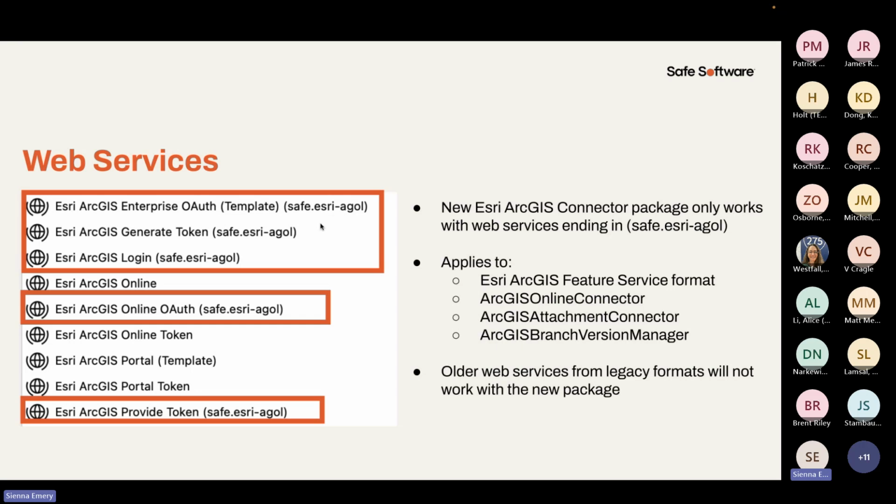And it's a good way to differentiate during this kind of messy transition period between the ArcGIS Online OAuth versus the ArcGIS Online connection. So you know to use the one on the bottom here, this safe.esri one, because that is from a package on the hub.